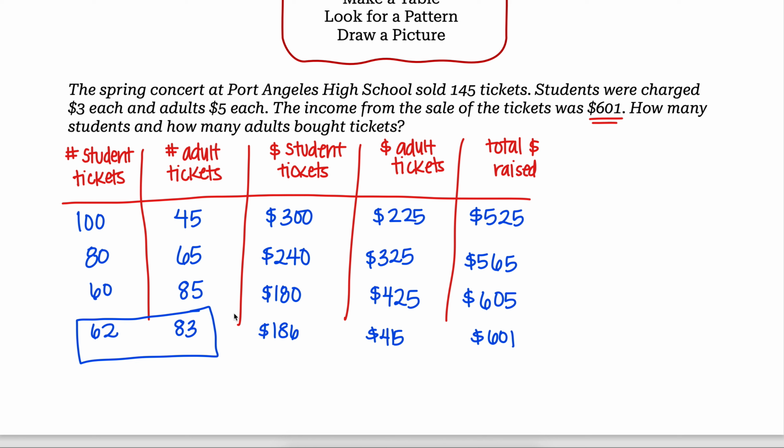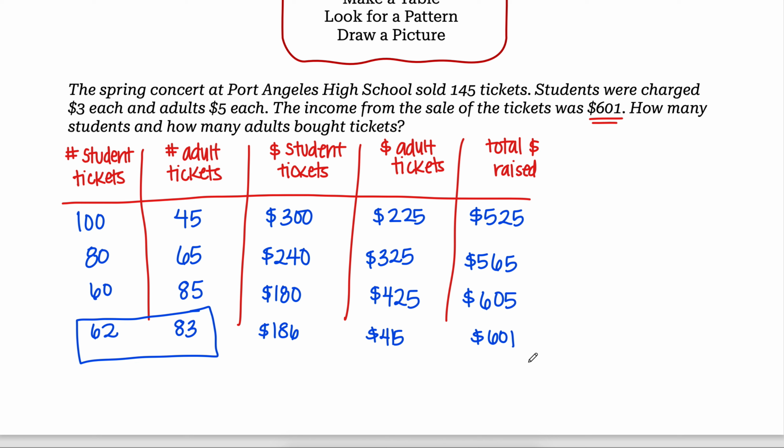So there you can see multiple approaches to solving a problem all within this same solution. Like I said, you don't have to solve problems the exact same way that I did. This is just one approach for this one. As long as you get that answer, 62 students, 83 adults, and you're not making any sort of mathematical leaps that are impossible to make, you have a valid approach.